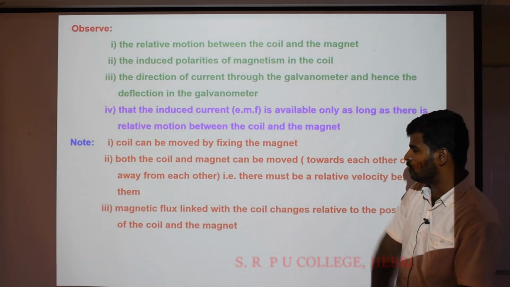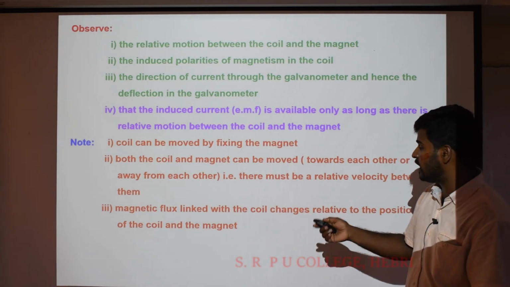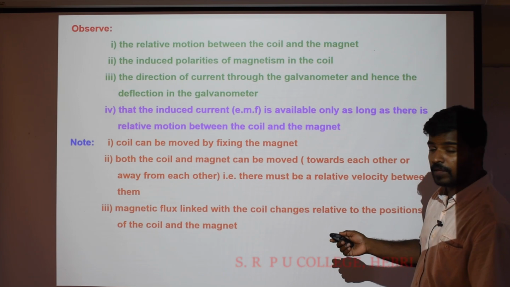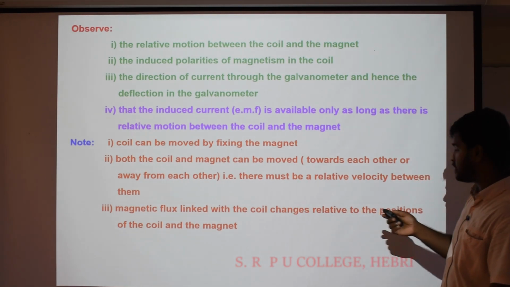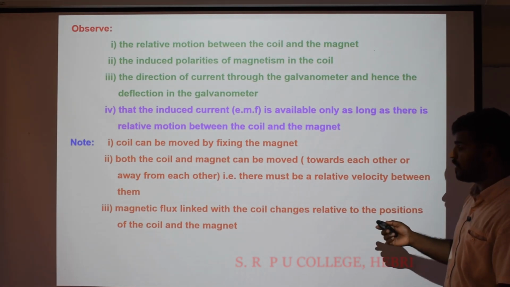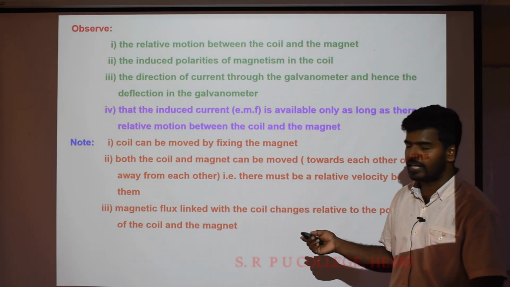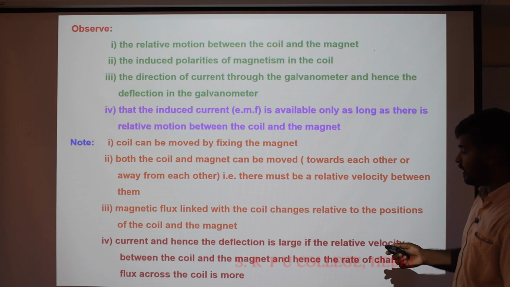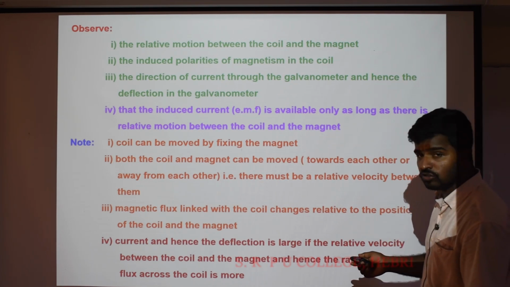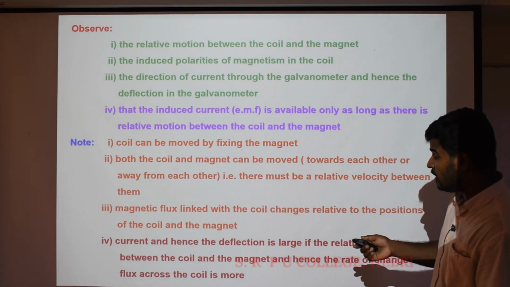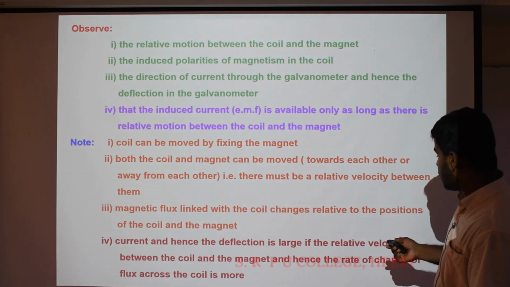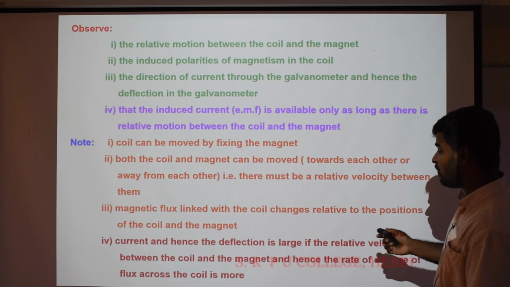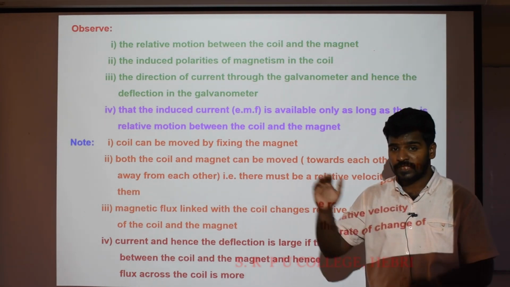Before that, one more note they have given. Magnetic flux linked with the coil changes relative to the position of the coil and the magnet. That point I already explained. The next one: current and hence the deflection is large if the relative velocity between the coil and the magnet is large, and hence the rate of change of the flux across the coil is more.